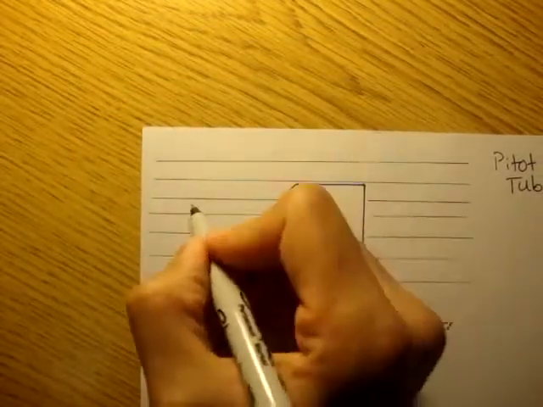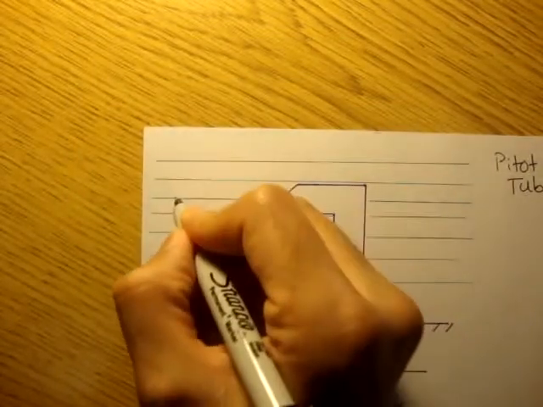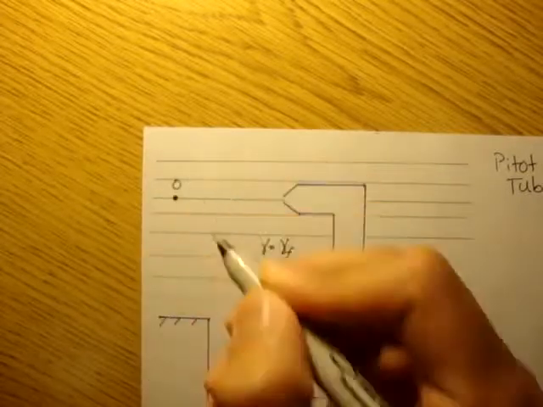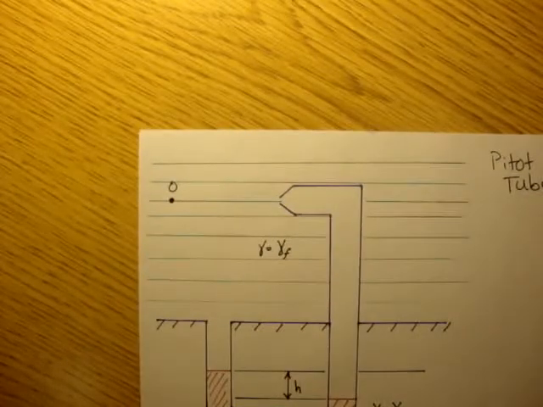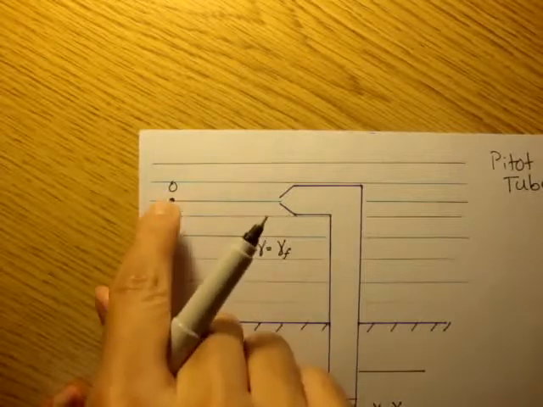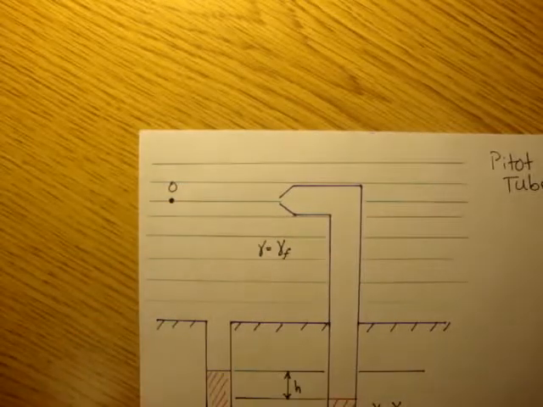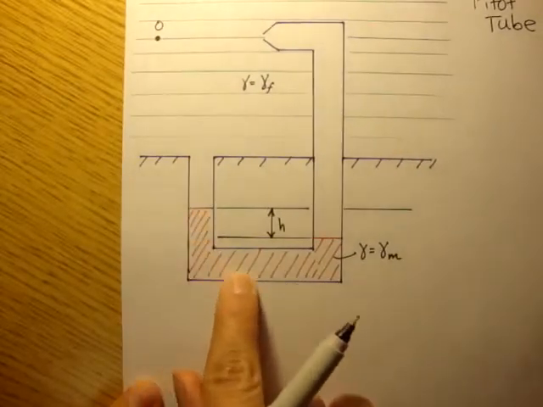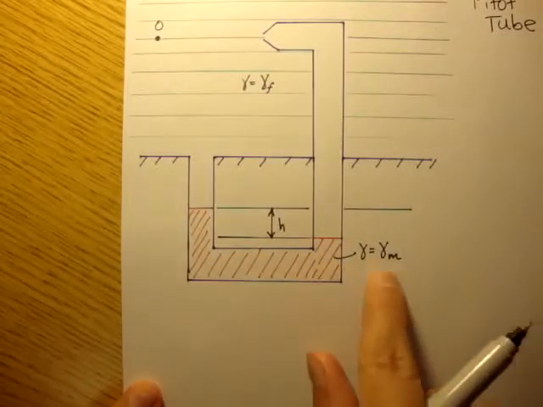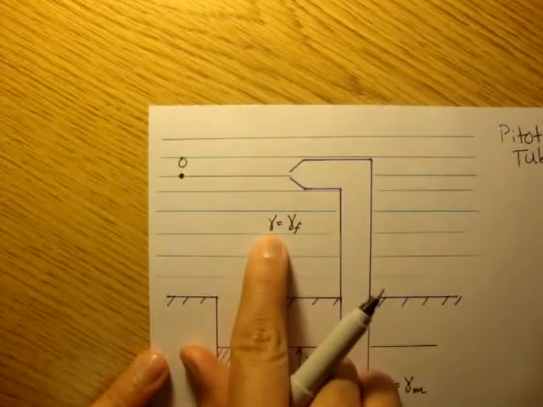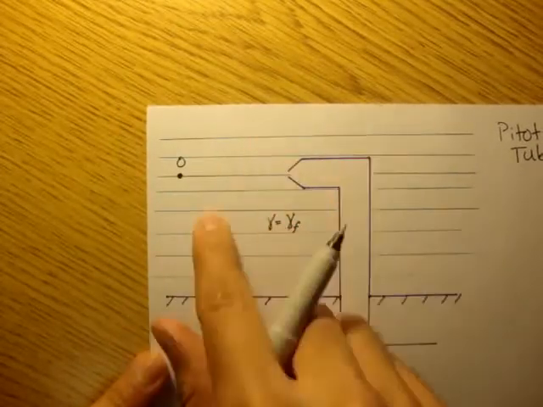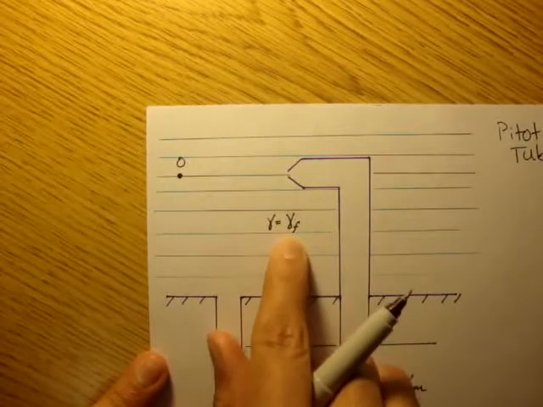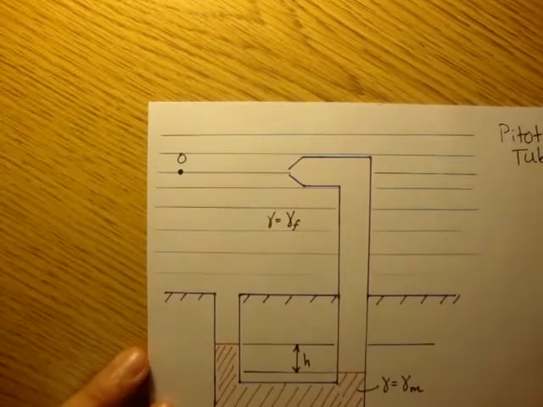So let's call this point 0. We'll call that point 0, and we want to find the velocity at point 0, okay? Notice here, this manometer fluid is mercury, and we'll call gamma of this air outside gamma sub F, okay?